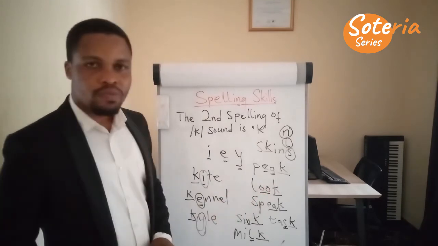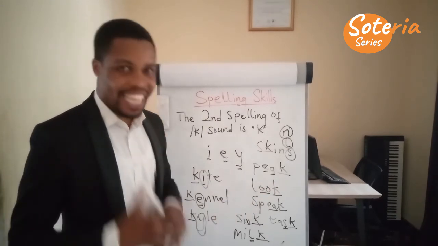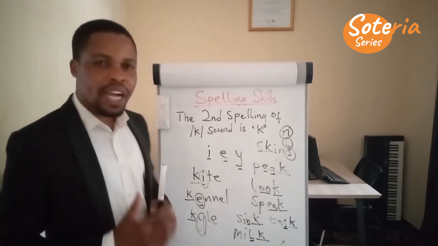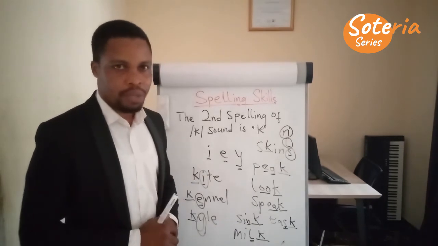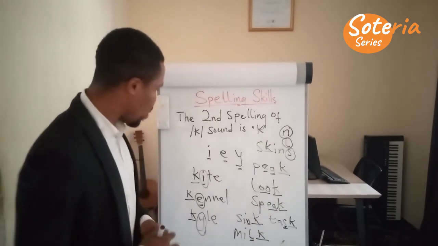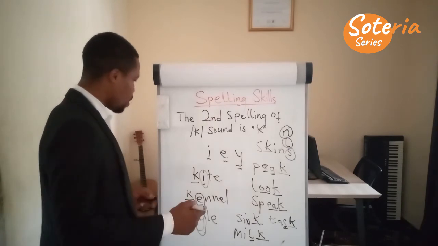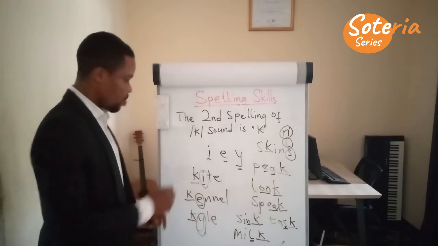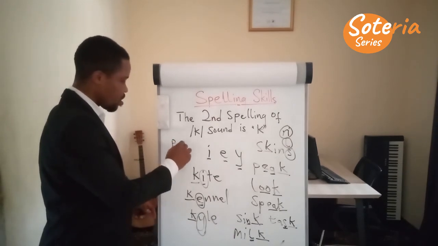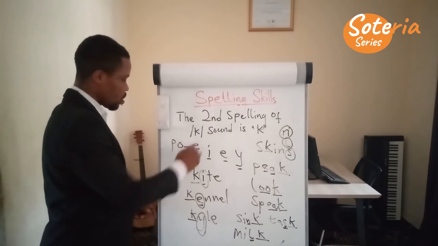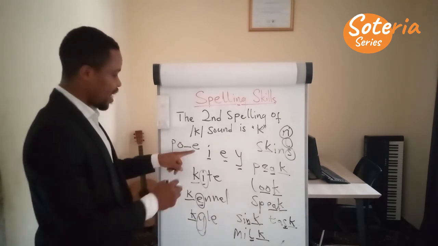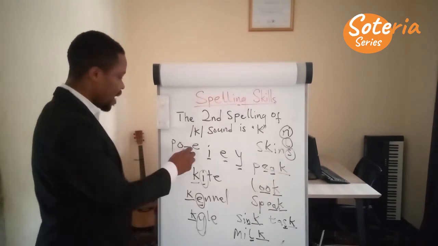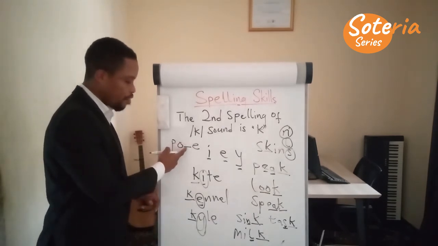Then the last one: when the K sound is heard at the end of a single-syllable word, and the word is Anglo-Saxon. I believe you understand. The Anglo-Saxon words are the words that have the silent E. In English, when the letter E is at the end of words, mostly it is silent, so you won't hear it. So the sound here is what you hear finally.